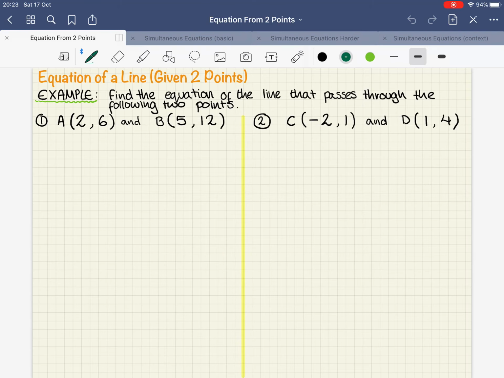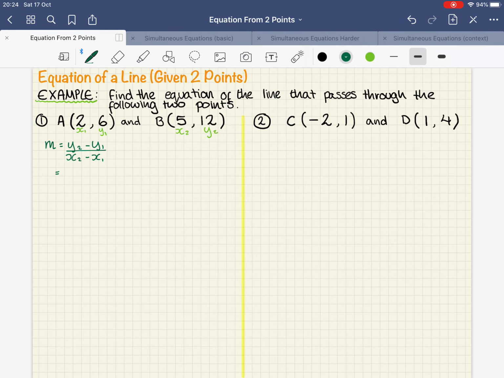Now, to begin with, we need to remember that our equation of a line formula requires the gradient. So we need to identify what the gradient is. So first, we need to use our gradient formula. So that's m equals y2 minus y1 all over x2 minus x1. So I'm going to label these x1, y1, x2, y2.